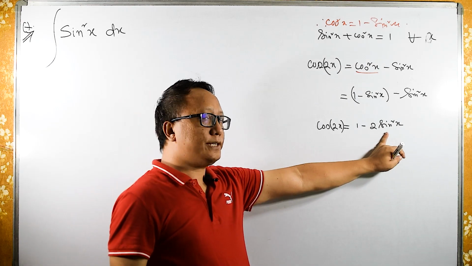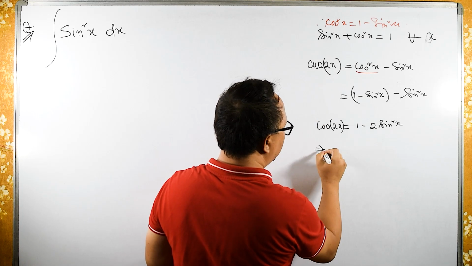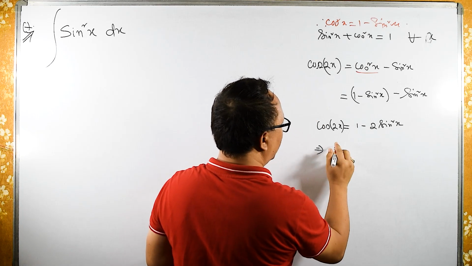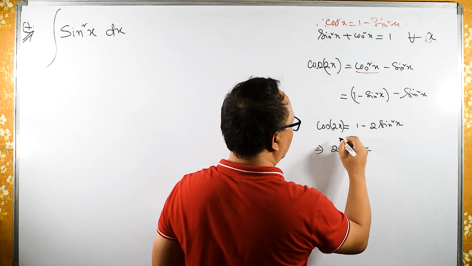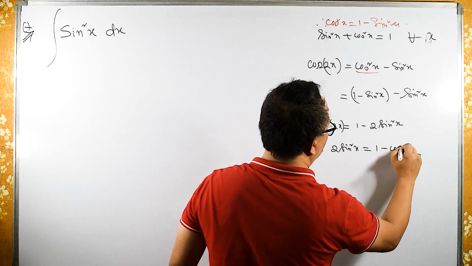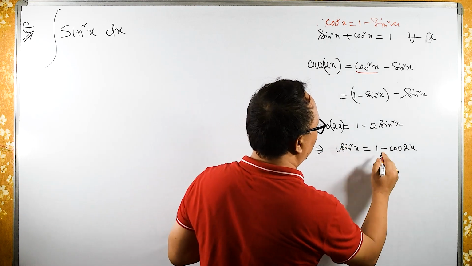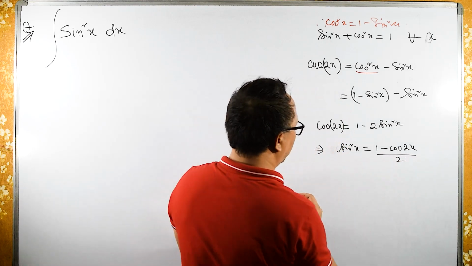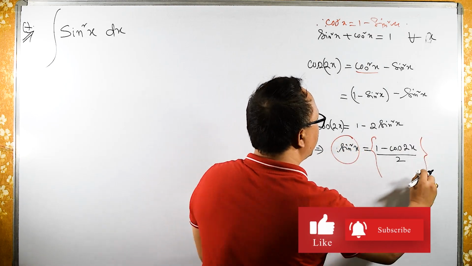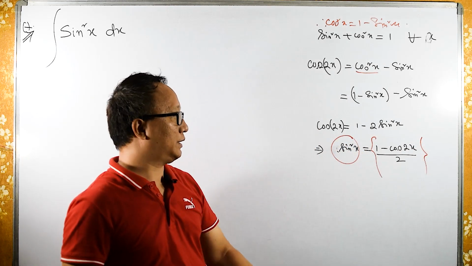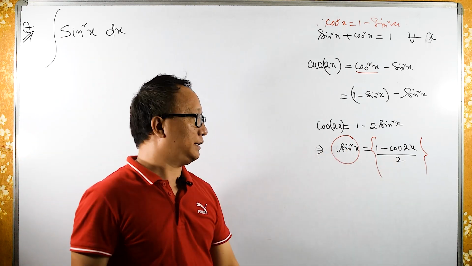Now if I want to find sine square x from here, I can send this to that side. It means we have 2 sine square x equals 1 minus cos of 2x. Now this 2 I can divide the whole side by 2. Therefore instead of sine square x, I can write 1 minus cos 2x upon 2. Instead of sine square x, I am going to write this and then integrate.